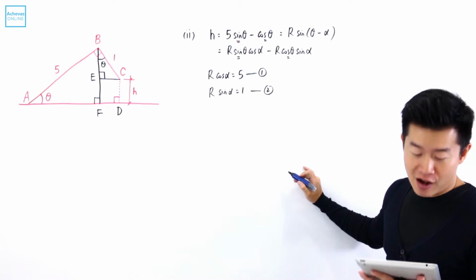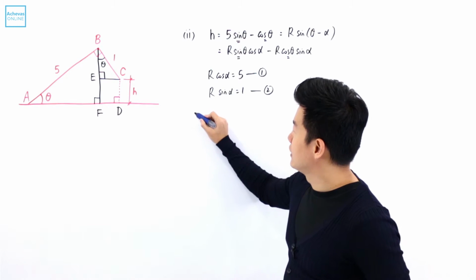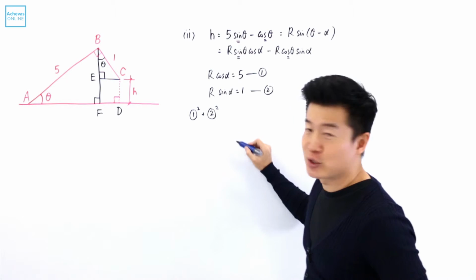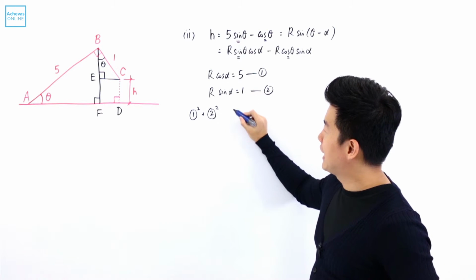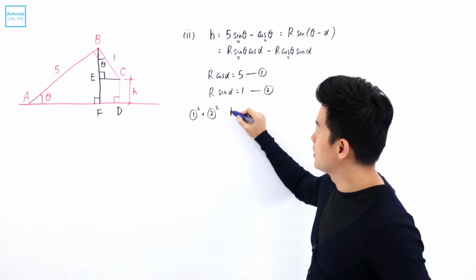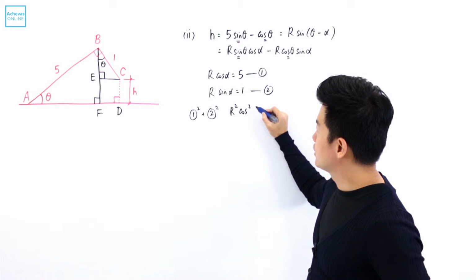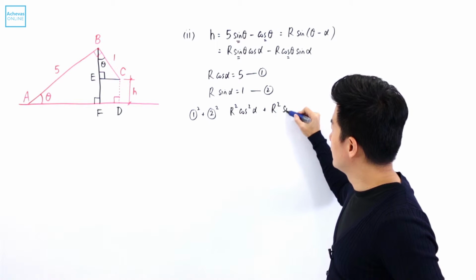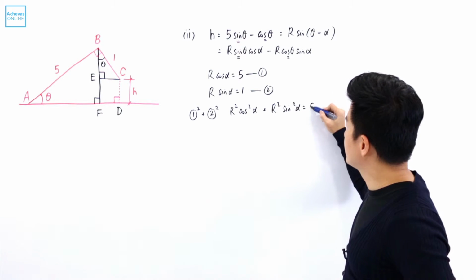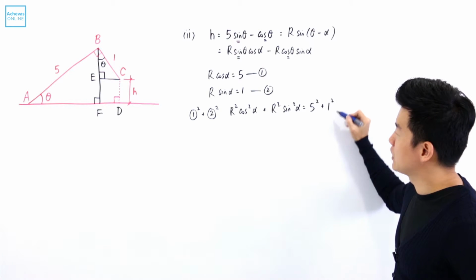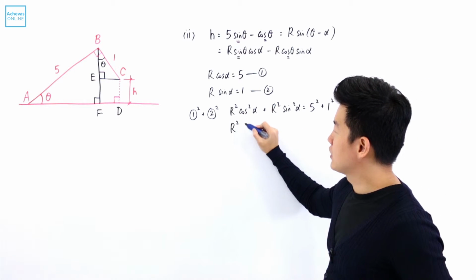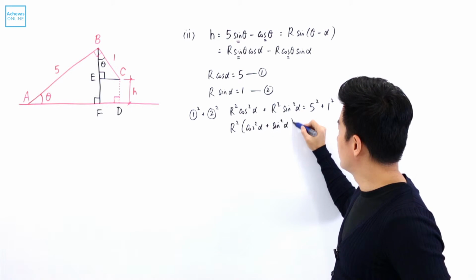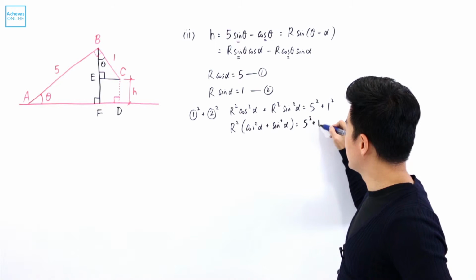Let's try to find r. To find r, I'm going to take the first equation, square it, add it to the second equation, and square that too. By doing so, what I have is r square cosine square alpha, and I'm going to add it to r square sine square alpha, and on the right hand side, it is going to be 5 square plus 1 square. If I factorize out r square, I will get r square times cosine square alpha plus sine square alpha is equal to 5 square plus 1 square.